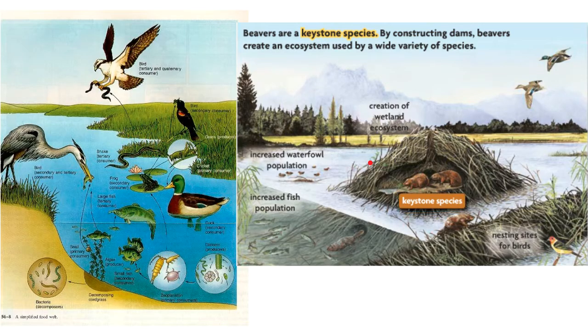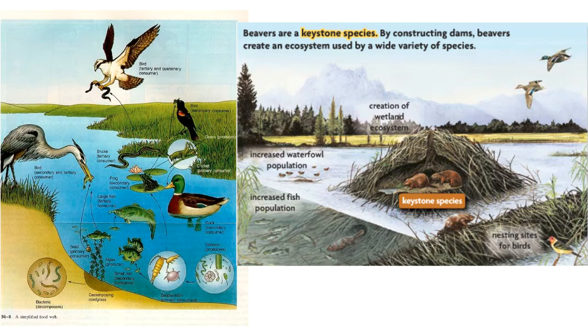So, a lot of times when we look at food webs, we talk about certain species that are important. And if they were gone, how would that affect the overall web. And one example here is we're going to talk about keystone species. A keystone species has a very unique and huge impact on an ecosystem. And in this way, beavers are a keystone species.